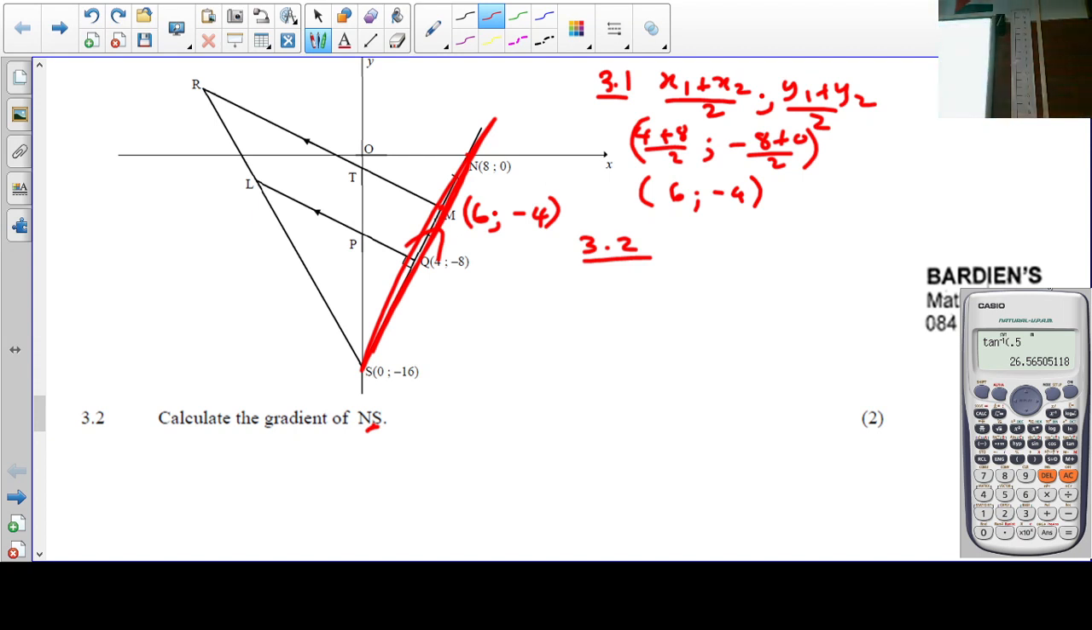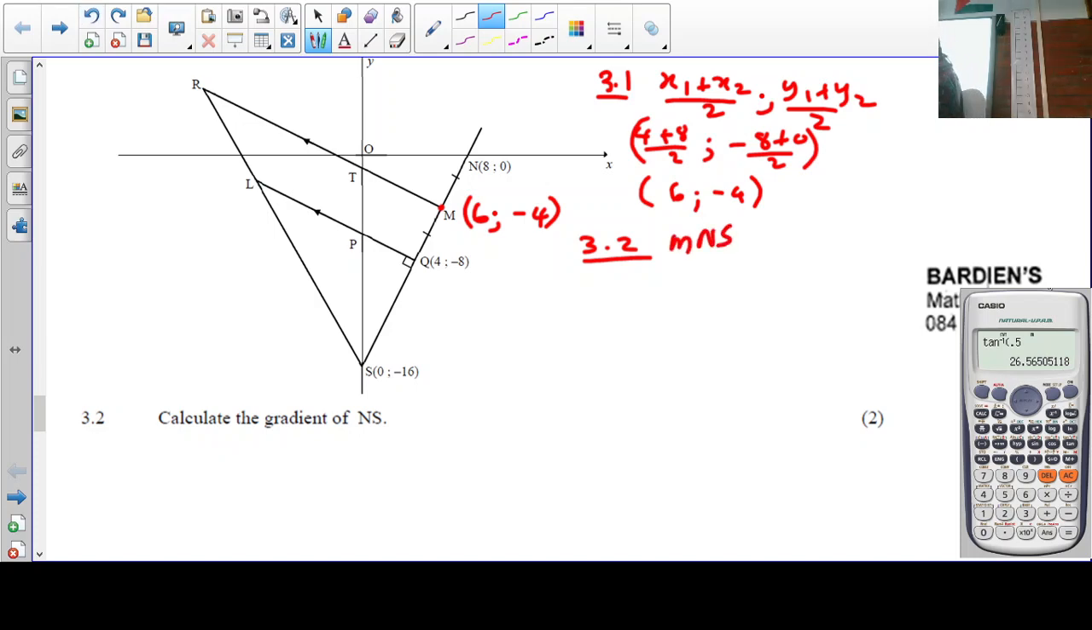So, to calculate NS, do we have 2 coordinates on NS? Yes, we've got many. We've got 4 coordinates. So there's a lot of combinations. It's probably 12 different ways I could have worked it out. Okay. So that's going to be 1, 4, 5, no, 6 ways, not 12. Okay. So that's going to give us the gradient of NS.